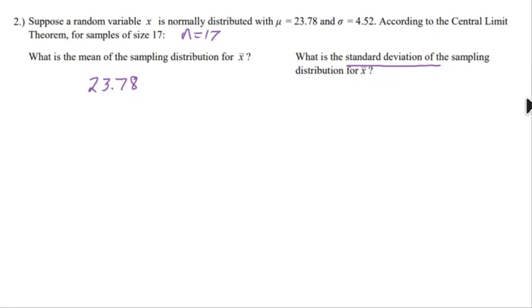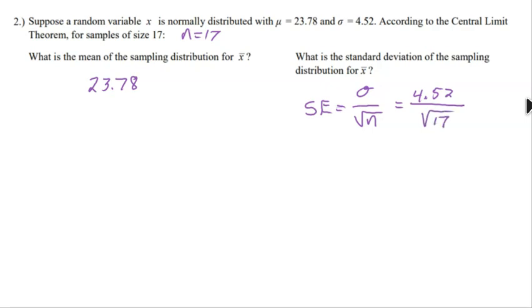What is the standard deviation of the sampling distribution? Now, the standard deviation of the sampling distribution, well, that's called the standard error, right? And we have a formula for that. The standard error is equal to sigma, the standard deviation, divided by the square root of n, and n is 17. So this is going to be the standard deviation, 4.52, divided by the square root of 17.